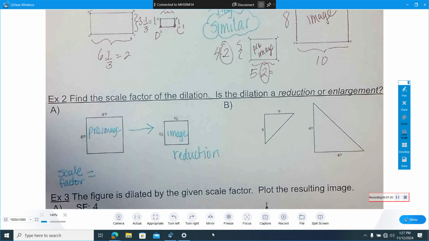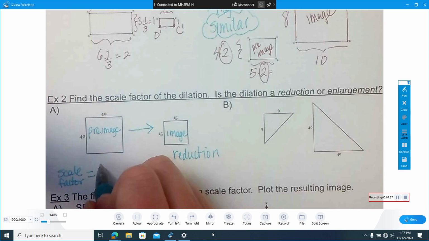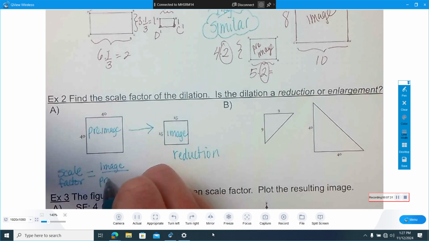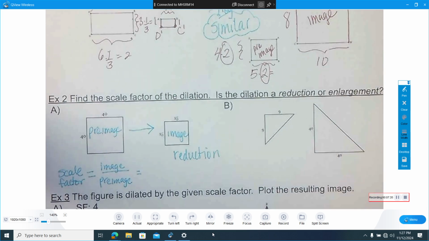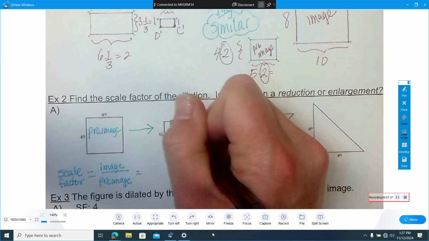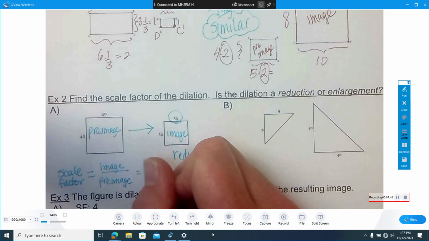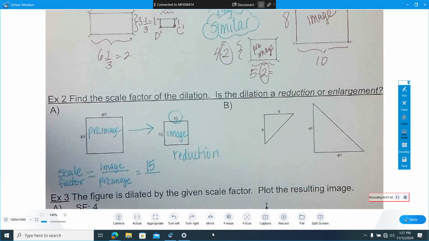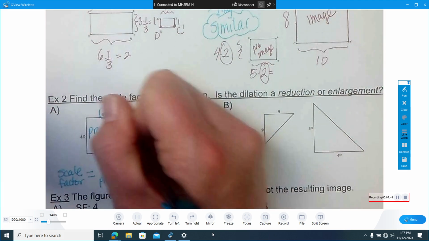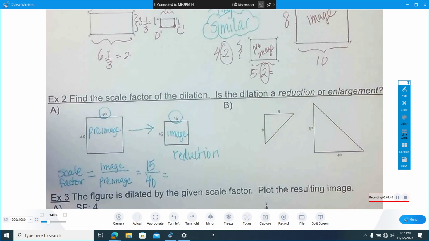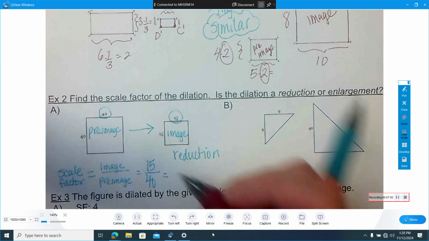It is the image side length over the pre-image side length, corresponding sides. So my image side length is 15. What's its corresponding side length? Yep, that 40 right there. What is 15 over 40? 3 over 8. 3 over 8.